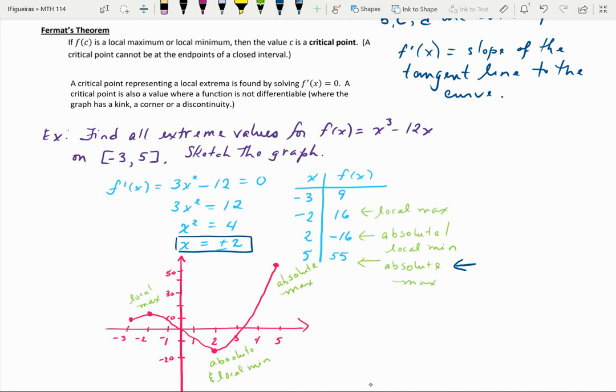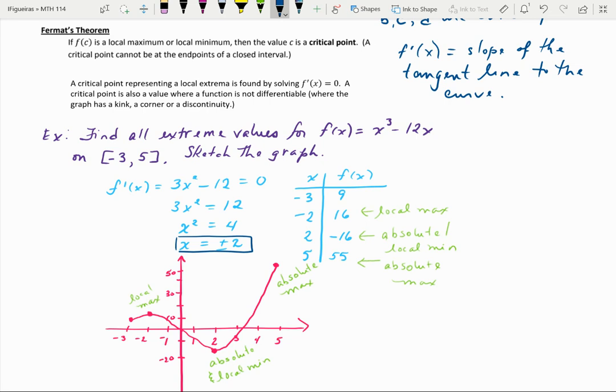All right, and then I'm left with 16. Well, since the graph went from 9 to 16 and then down to -16, it's going up and then back down again. Well, that means that at 16, I must have a local maximum. Well, let's put this all together in a graph to see if what I wrote here in green makes sense.